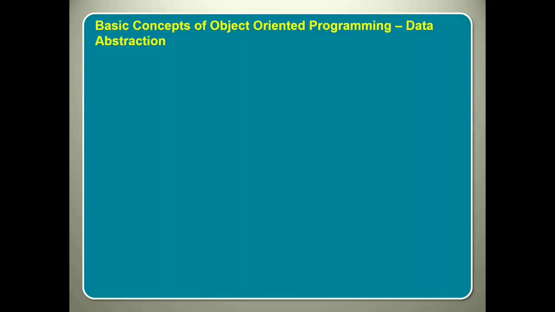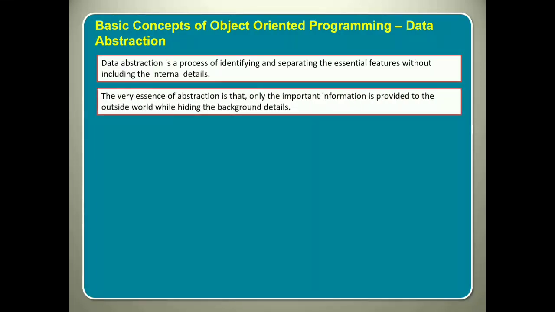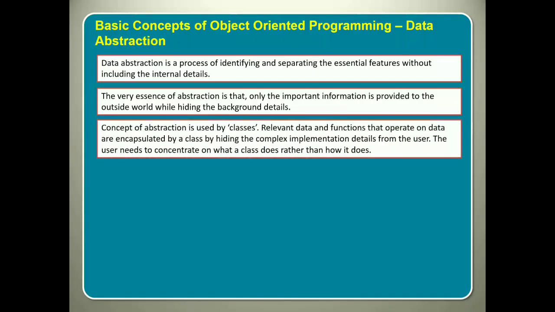Another important concept in object-oriented programming is data abstraction. Data abstraction is a process of identifying and separating the essential features without including the internal details. The very essence of abstraction is that only the important information is provided to the outside world while hiding the background detail. The concept of abstraction is used by classes. Relevant data and functions that operate on data are encapsulated by a class by hiding the complex implementation details from the user. The user needs to concentrate on what a class does rather than how it does.